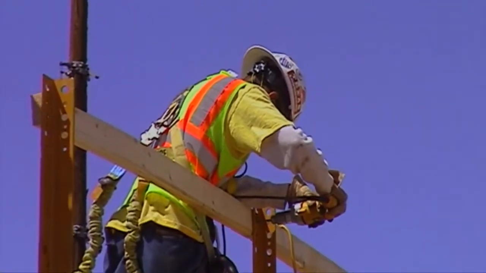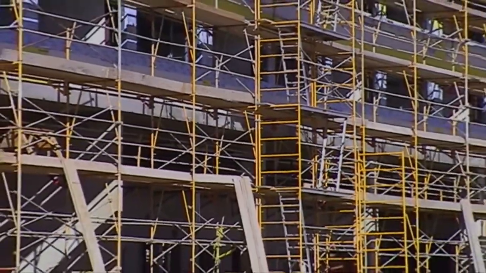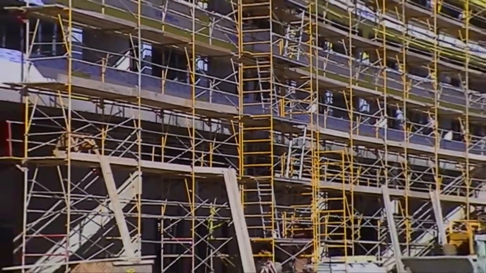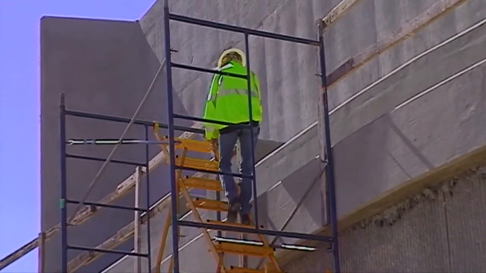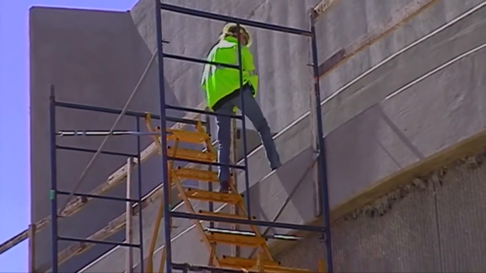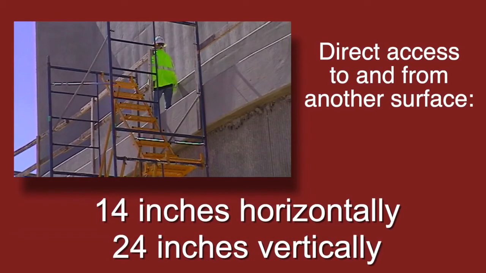Workers must be able to safely access any level of a scaffold that is 2 feet above or below an access point. Never climb the crossbars to gain access to the scaffold. Direct access to or from another surface is only permitted when the scaffold is not more than 14 inches horizontally and not more than 24 inches vertically from the other surface.